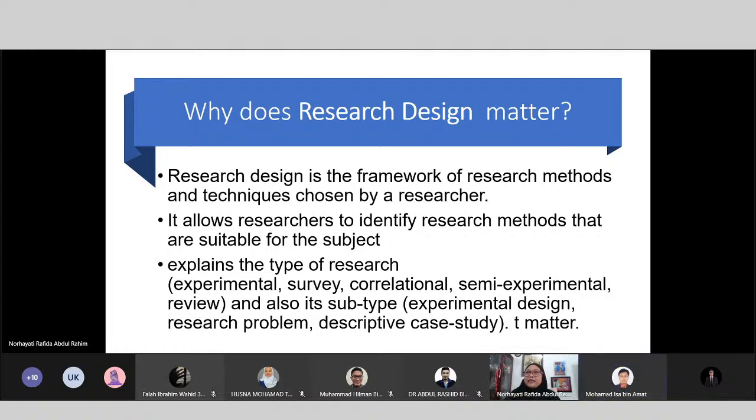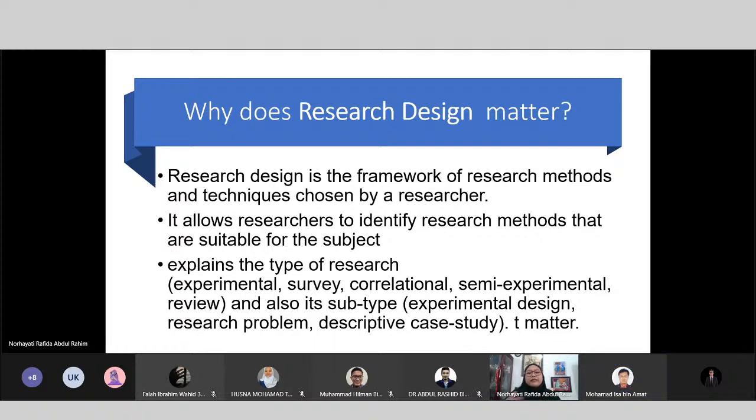What do we mean by the subject? The subject means the variables, the variables that we want to pursue in our research. So it explains the type of research, either experimental, survey, correlational, semi-experimental, review, and also its subtype.